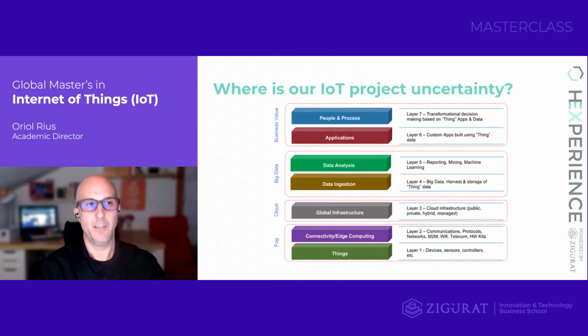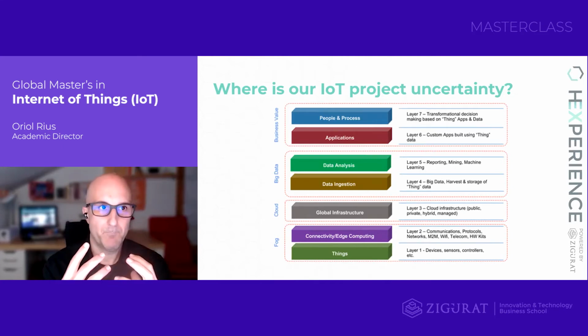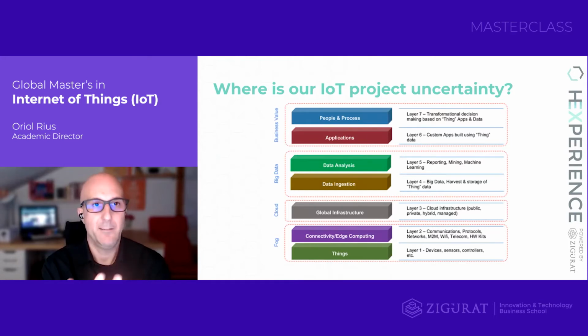stage. Okay, and what is our IoT project uncertainty? In this slide, we have the different layers, the stack of any IoT project. And the question is, in that stack, where are the uncertainties? And the uncertainties are everywhere, in each layer. So from the bottom up, layer one: which devices we are going to use, which sensors we are going to select, which are the best controllers for our requirements. After that, how those sensors are going to be connected, which communication technologies and protocols we are going to use. All of those are uncertainties from that fog computing stage.